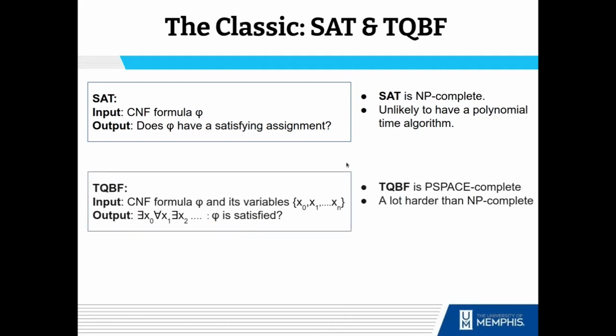And the second problem is TQBF. TQBF stands for true quantified Boolean formula. The input is the CNF formula phi and its set of variables x0, x1 to xn, and the output is whether there exists a value of x0, for all values of x1, there exists a value of x2, and so on till the last variable, such that phi is satisfied or not. This problem turns out to be a PSPACE-complete problem. It is in fact a lot harder problem than NP-complete problems.